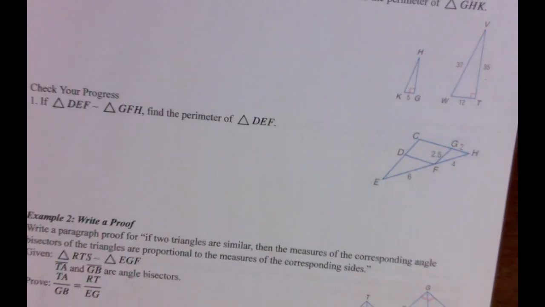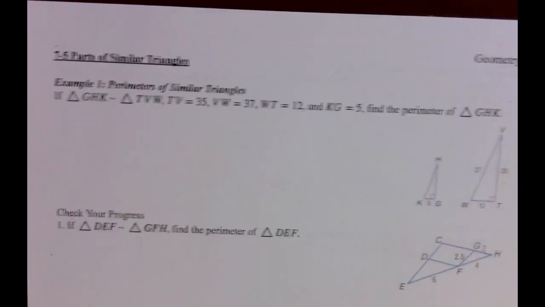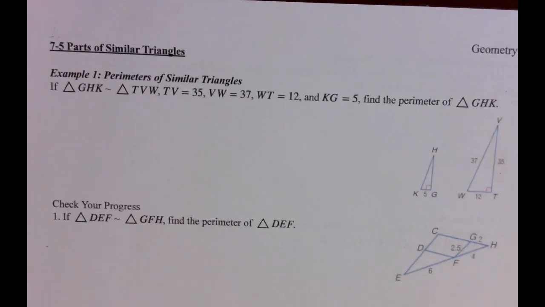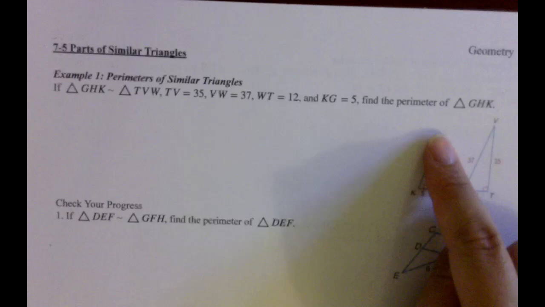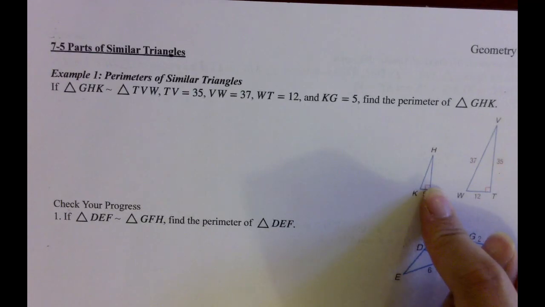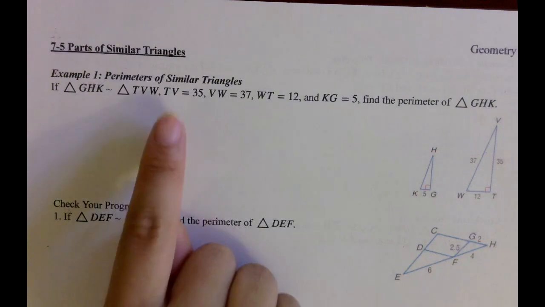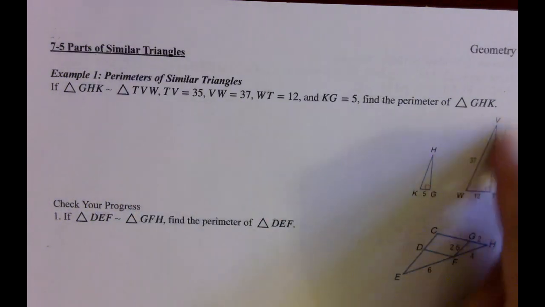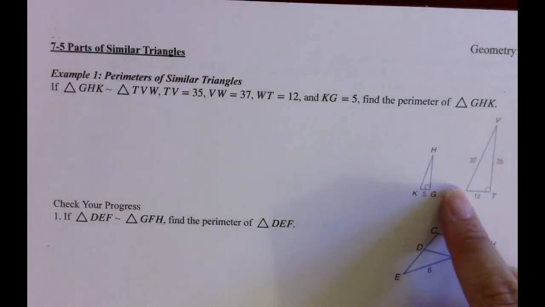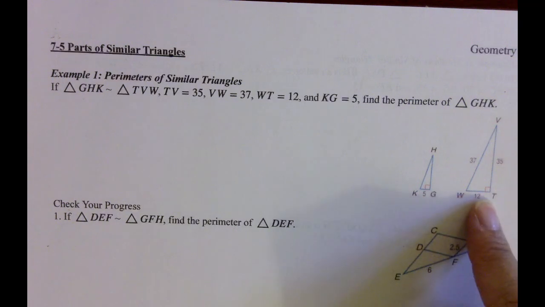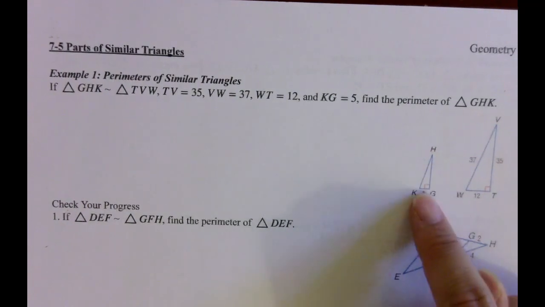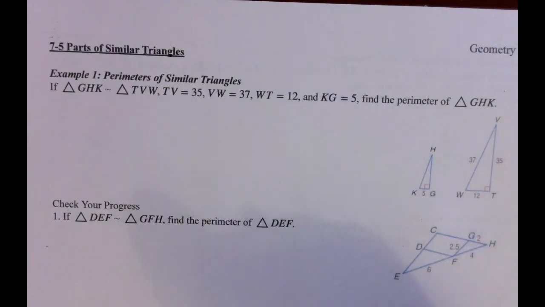Okay, so let's start with our first example now. So here we have two triangles. We have triangle GHK, and we know that it is similar to triangle TVW. TV is 35, VW is 37, and WT is 12. KG is 5. We want to find the perimeter of triangle GHK.